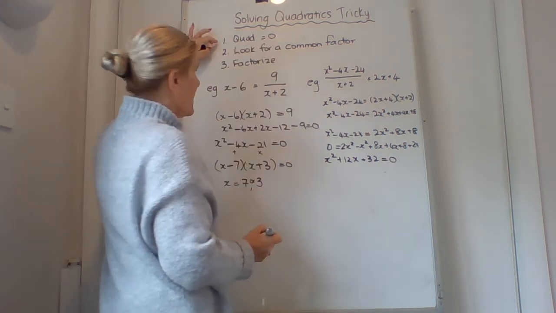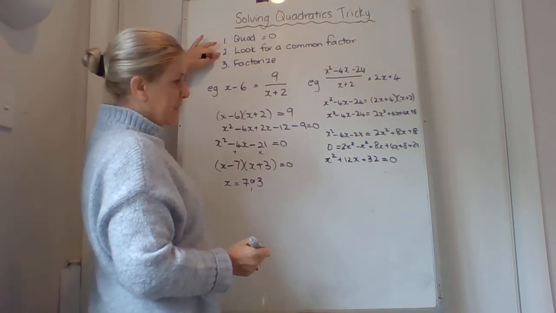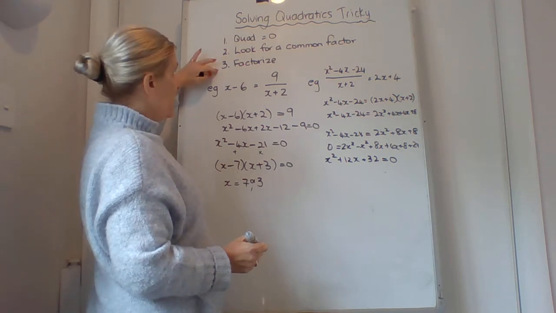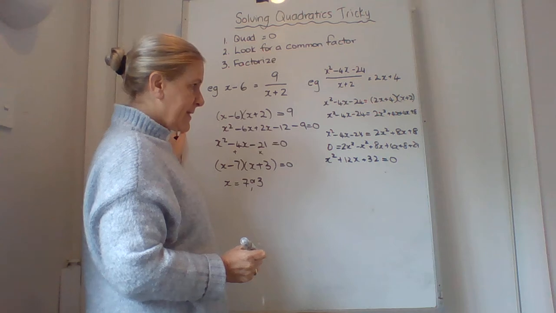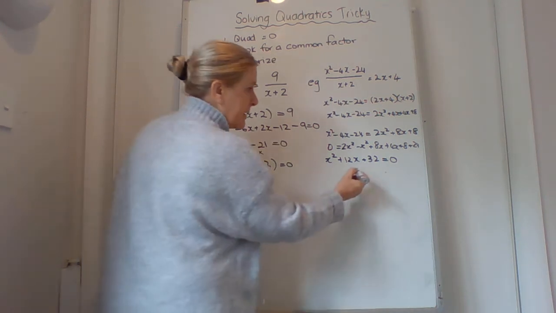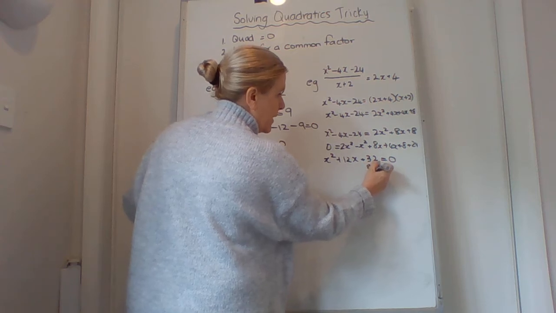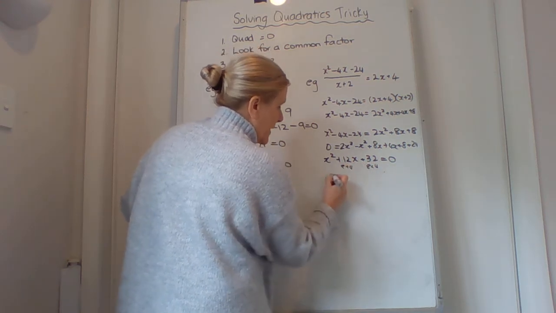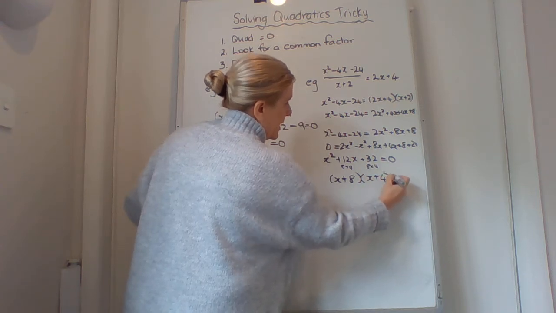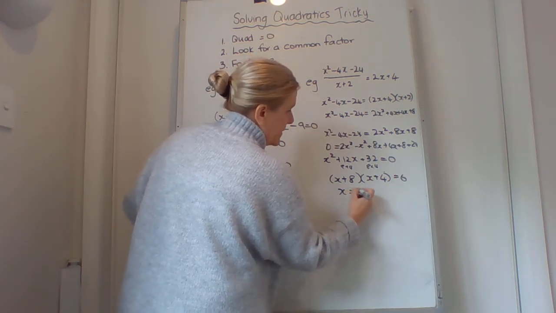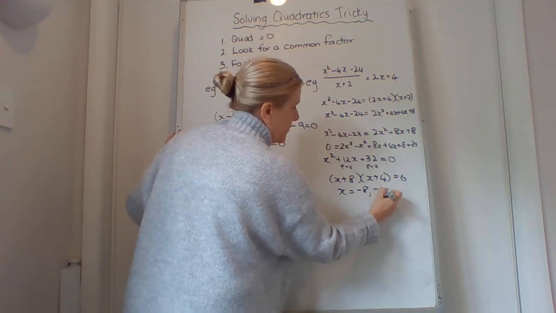So now I've got to there. Look for a common factor. No, there's no number in front of x squared. Factorise. What multiplies to give 32 and adds to give 12? 8 times 4, 8 plus 4. X plus 8, x plus 4 equals 0. X equals negative 8 and negative 4.